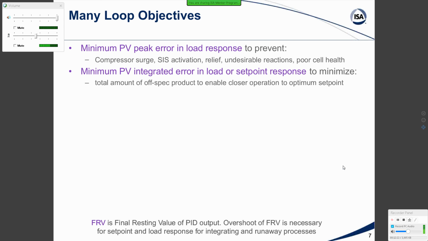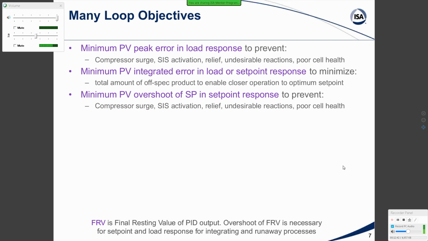Then we have something that's more out there in the literature. It's the integrated error, and it can be associated with load or set point response, but normally in the literature it's associated with load response. And it minimizes the total amount of off-spec product to enable closer operation to the optimum set point.